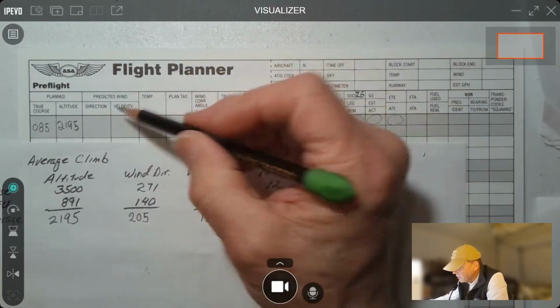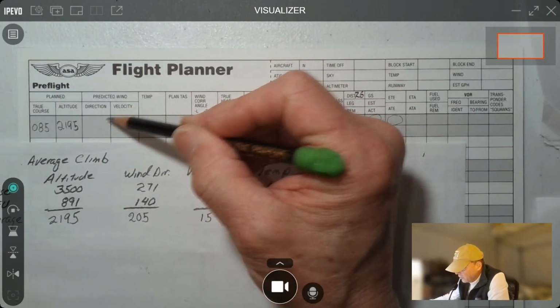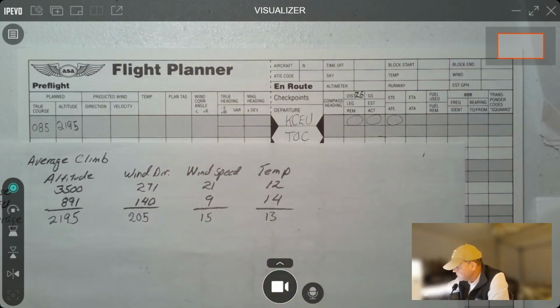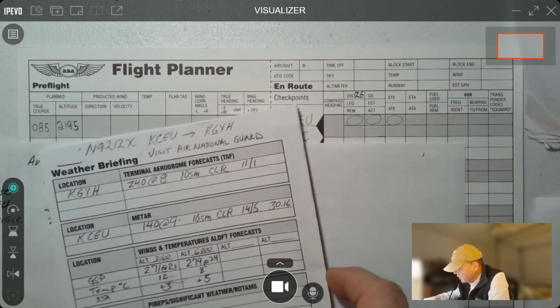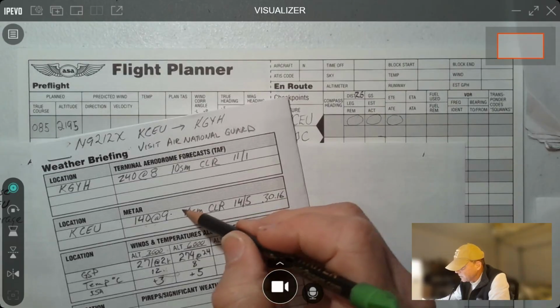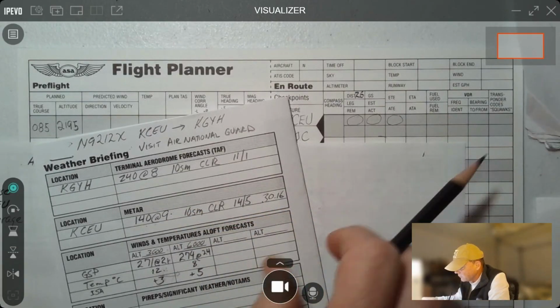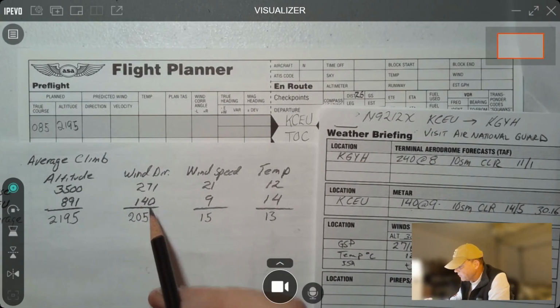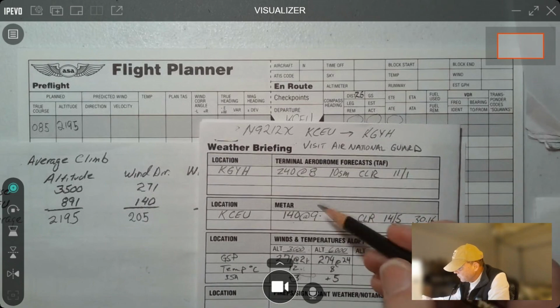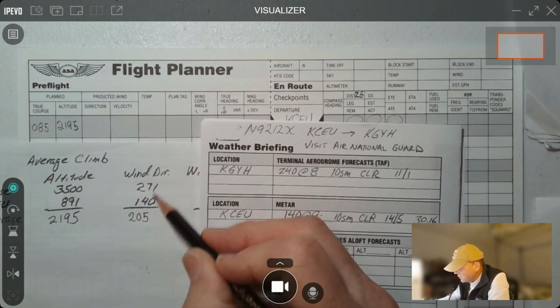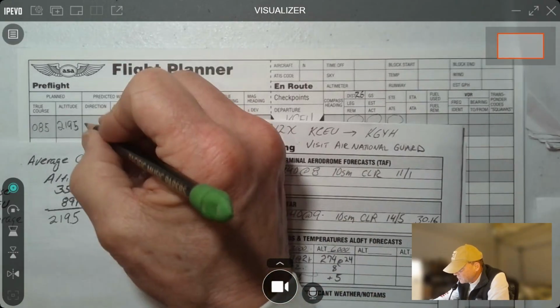Now then, for these next three boxes, wind direction, velocity, and temperature, same thing. We're going to have to take the averages because we know that our winds and temperatures aloft are different than the winds and temperatures on the ground where we took off. So continuing this little table that we made here for calculating averages, wind direction at 3,500 is 271. When we took off, it was 140. So you'd add those two numbers up and divide by 2. That's 205.